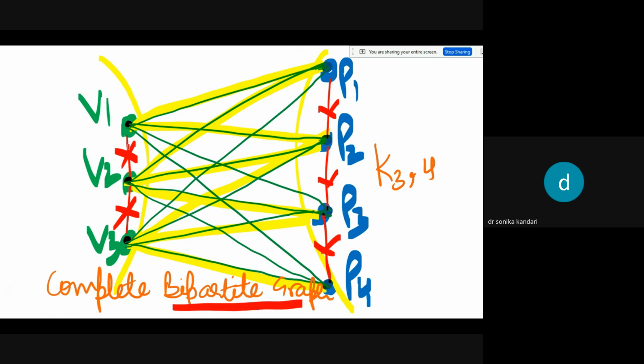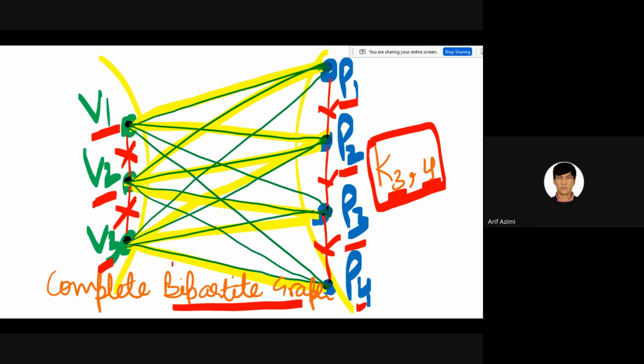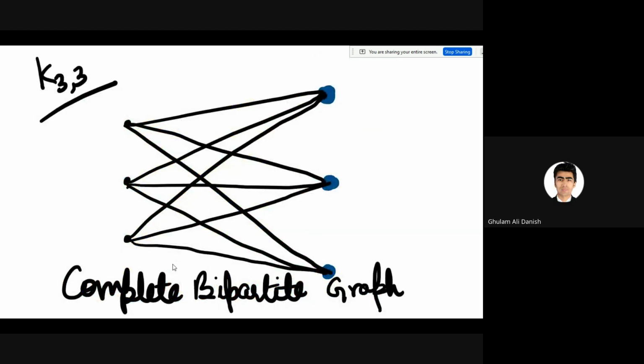In this graph there are three vertices, V1, V2, V3, so 3. In the other group we have 4 vertices. So this bipartite graph is represented as K3,4. Is it clear, class? So this is an example of K3,3.